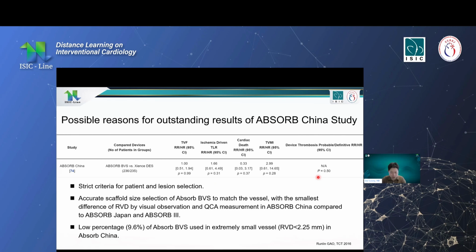possible reasons include stricter selection criteria for patient and lesion, accurate scaffold size selection of ABSORB BVS to match the vessel, with the smallest difference of reference vessel diameter by visual observation and QCA measurement in ABSORB China compared to ABSORB Japan and ABSORB 3. Finally, a low percentage, about 9.6%, of ABSORB BVS used in extremely small vessels, reference vessel diameter less than 2.25 millimeter, in ABSORB China. And that's why maybe the possible reasons can explain the outstanding result of ABSORB China.